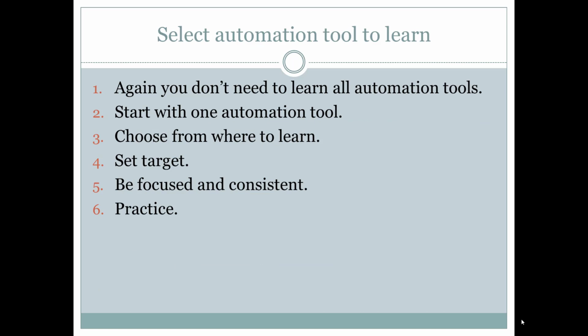Same thing, same knowledge, same lecture. You don't need to learn all the automation tools. You start with one, set the target, choose from where to learn, be focused and consistent, practice. There's no separate instruction for learning automation tools and programming languages. The key is the same. You need to decide what to learn and how much time you're going to give it, and how consistent you are going to be. If you are consistent, you are able to learn.